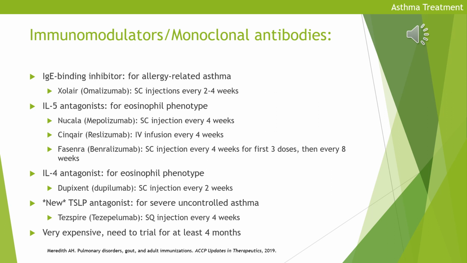Next, we have IL-5 antagonists, and these are for patients with an eosinophil phenotype. And the agents include two sub-Q injection products, Nucala and Fasenra, as well as an IV infusion product named Cinqair. Next, we have the IL-4 antagonist. This is also indicated for patients with the eosinophil phenotype. And the only drug in this class is Dupixent. This is given as a sub-Q injection.